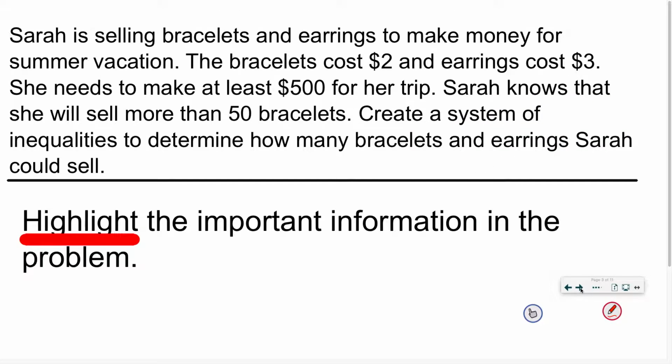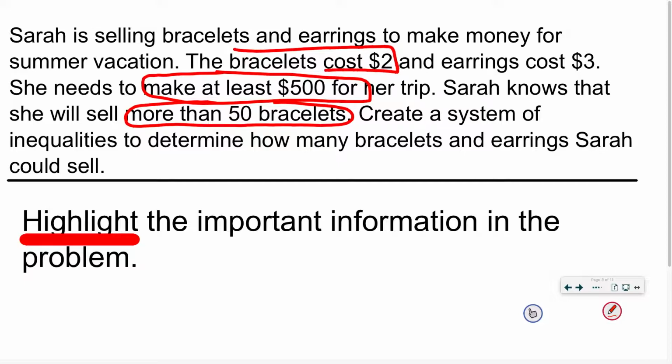Good. We already highlighted our important information, right? But if we needed to again, we started with at least $500. We said more than 50 bracelets. What else is key? Yeah, the bracelets cost $2, and the earrings cost $3. Oh, perfect. That information is going to be helpful when we start to put it together for an inequality.